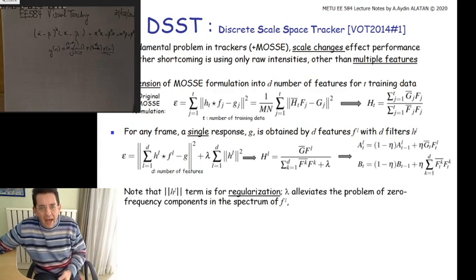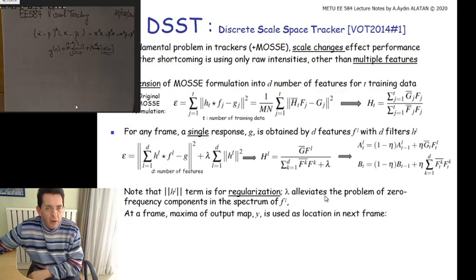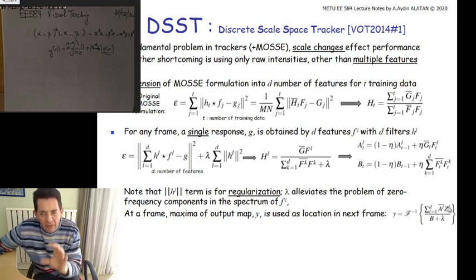Okay? Now, this is the regularization term that we have here. This is basically removing the problem of zero frequency components. And what we do is, at every next frame, I calculate this ZL. ZL is nothing but my intensity of the next frame for feature L. I just multiply it with the frequency response of feature filter L.